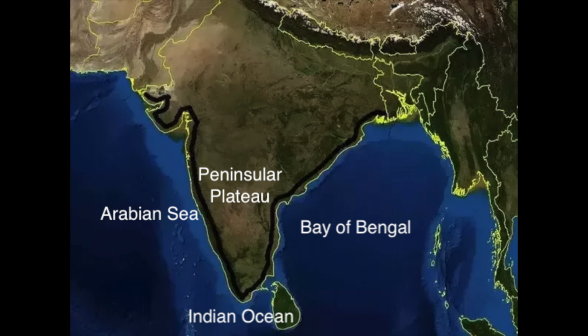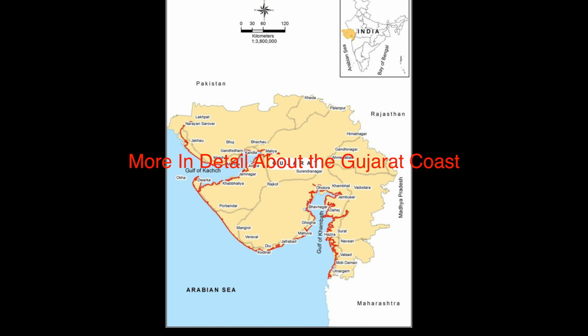Now, let's talk more in detail about the subdivisions of the eastern and western coastal plains. So we'll start off with the Gujarat Coast. The Gujarat Coast makes up the northern part of the western coastal plains of India. These plains stretch from the northern salt deserts of the Gulf of Kutch in the north to the wet and fertile coastal plains just above Mumbai.